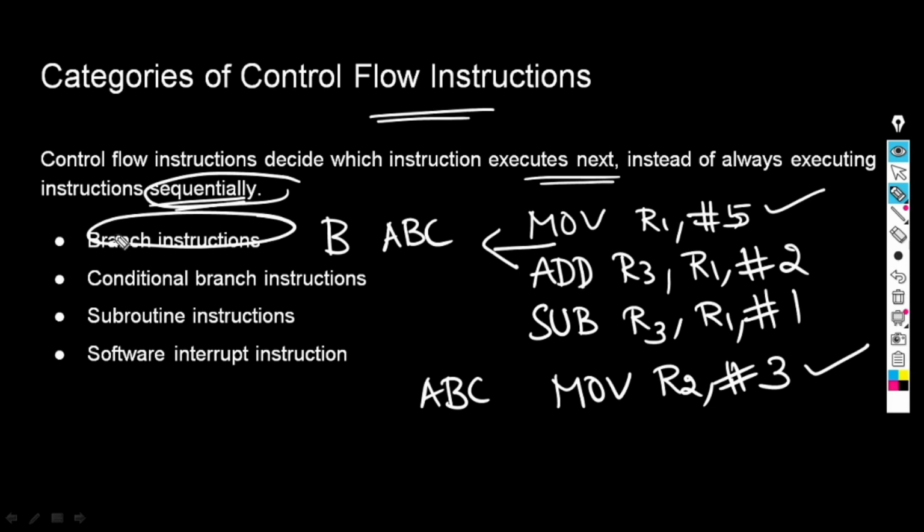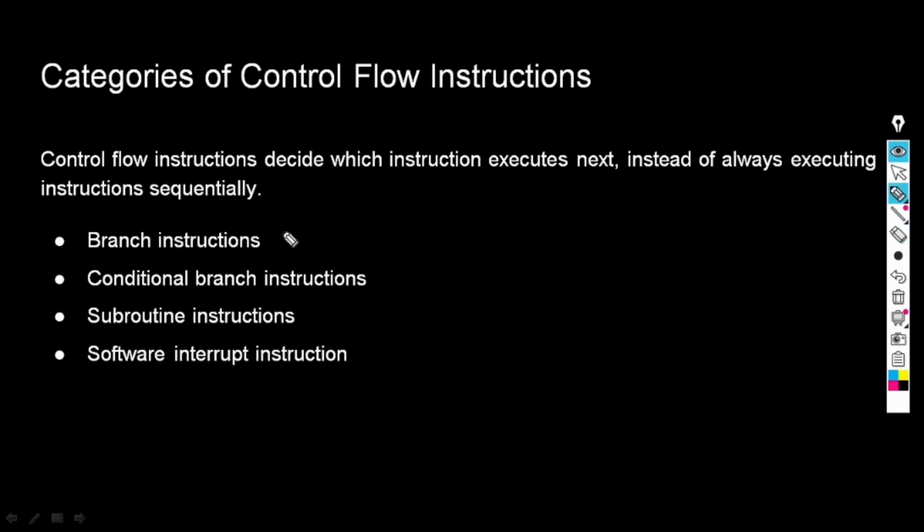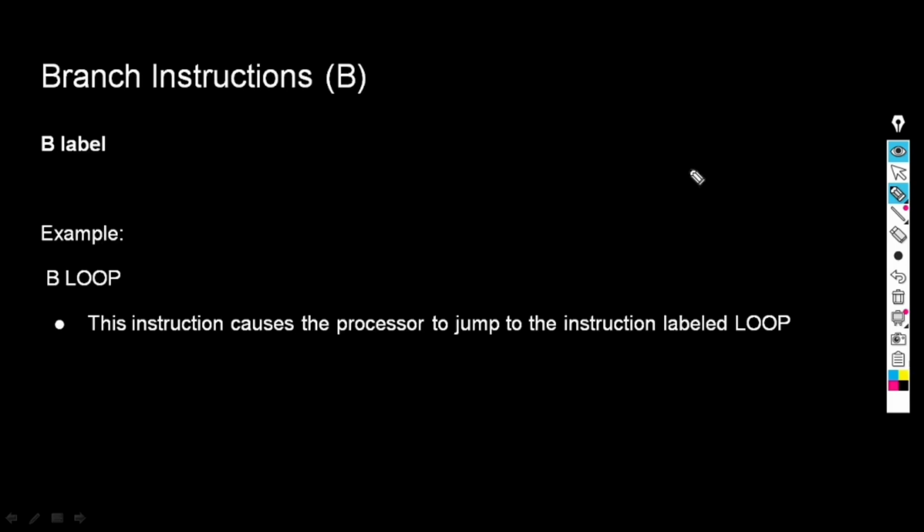But just branch is not the only instruction available under the control flow instructions. We have multiple categories under it, and those are branch, conditional branch, subroutine instructions, and software interrupt instructions. In today's session, we'll be focusing on these three topics. The very first category under the control flow instruction is branch instruction. We already saw one example of that.